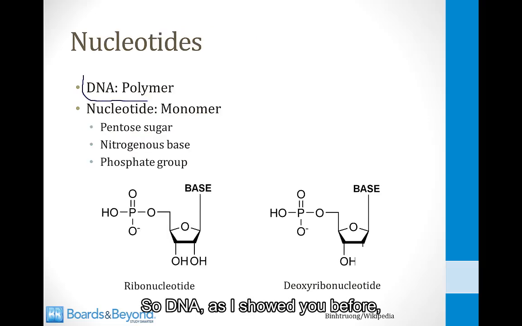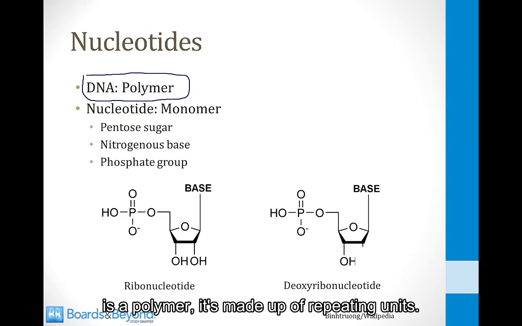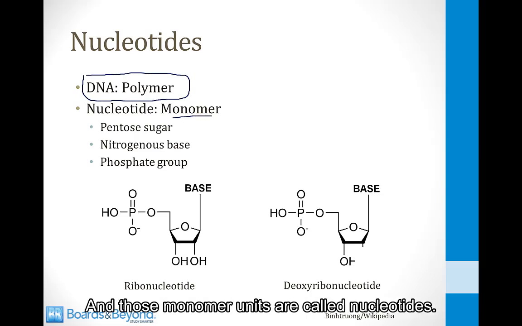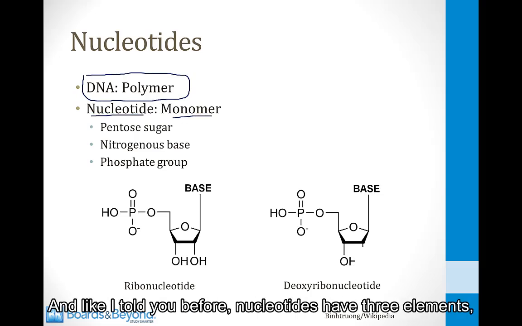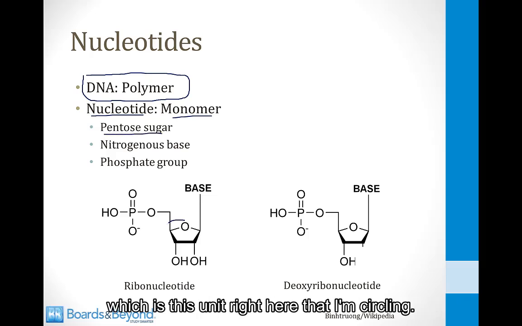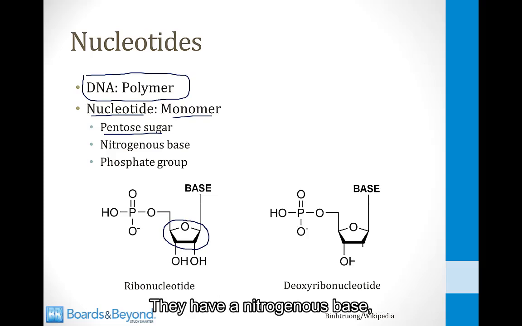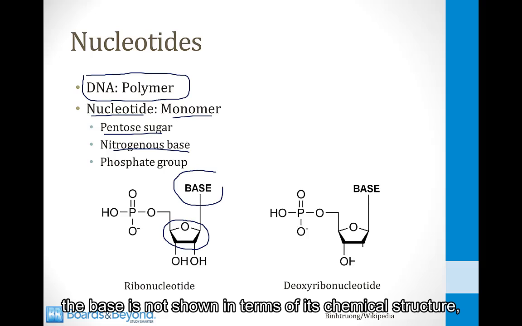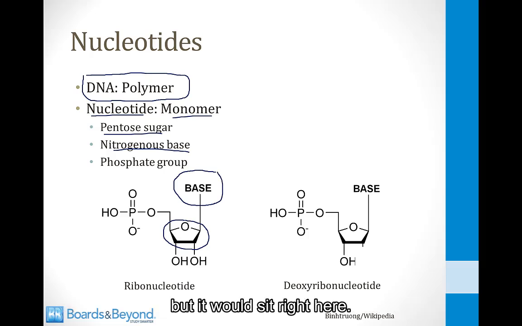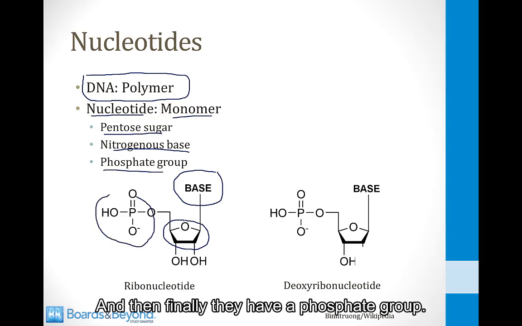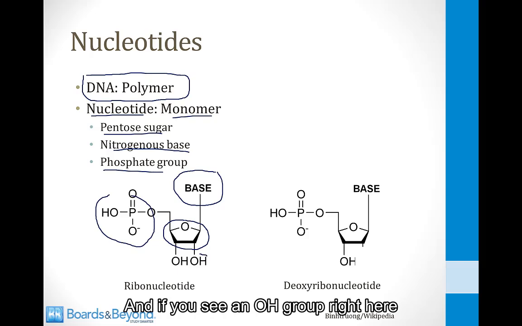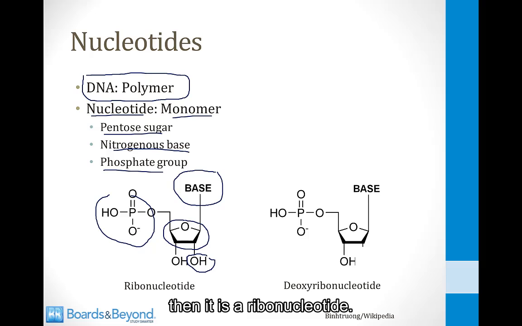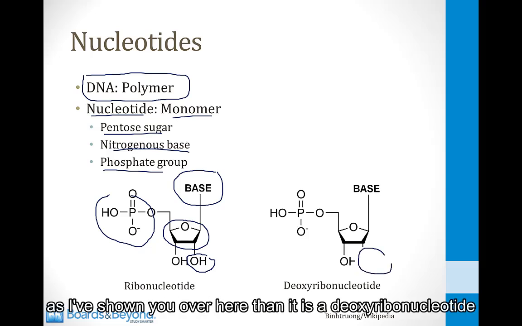DNA, as I showed you before, is a polymer. It's made up of repeating units, and those monomer units are called nucleotides. Like I told you before, nucleotides have three elements. They have a pentose sugar, which is this unit right here that I'm circling. They have a nitrogenous base. The base is not shown in terms of its chemical structure, but it would sit right here. And finally, they have a phosphate group. If you see an OH group right here, then it is a ribonucleotide. If that OH group is removed, as I've shown you over here, then it is a deoxyribonucleotide, because the oxy group has been removed.